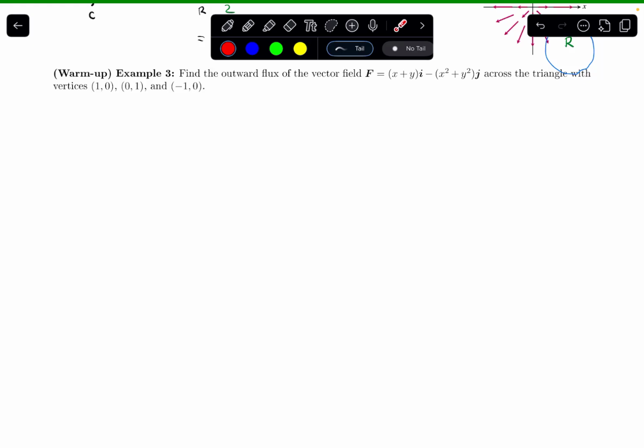In this video, we are going to do an example where we find the outward flux of the vector field given here across the triangle with these three vertices. So let's get it started together by just drawing a picture and reminding ourselves, what does flux equal? And then I'm going to give you a chance to pause it and to try it.